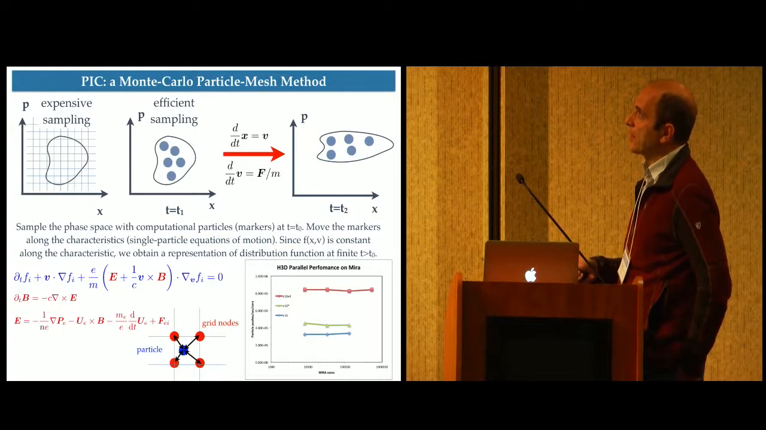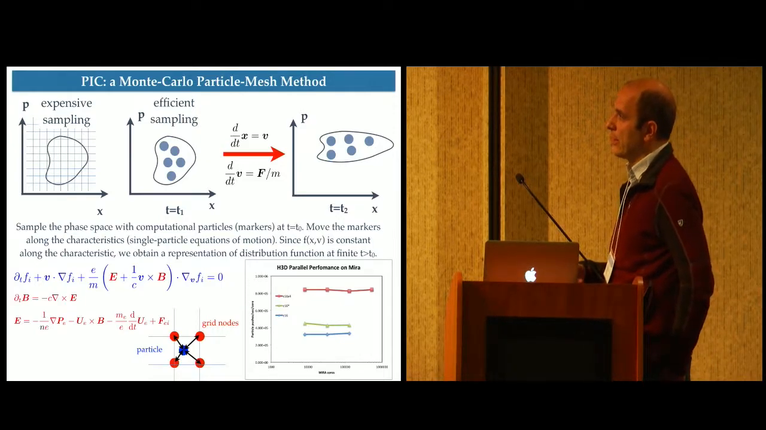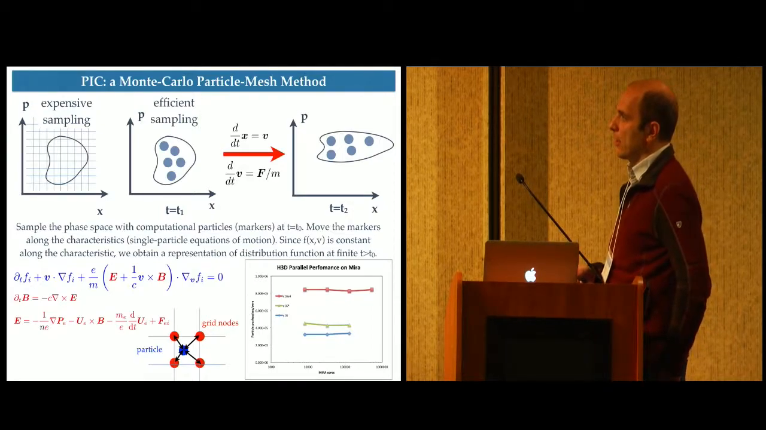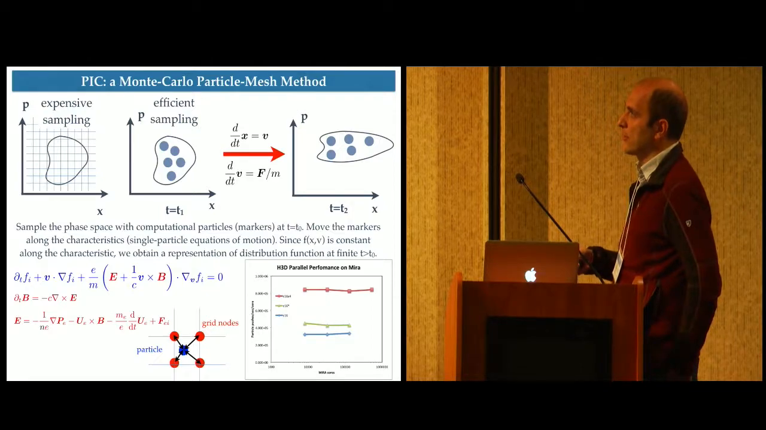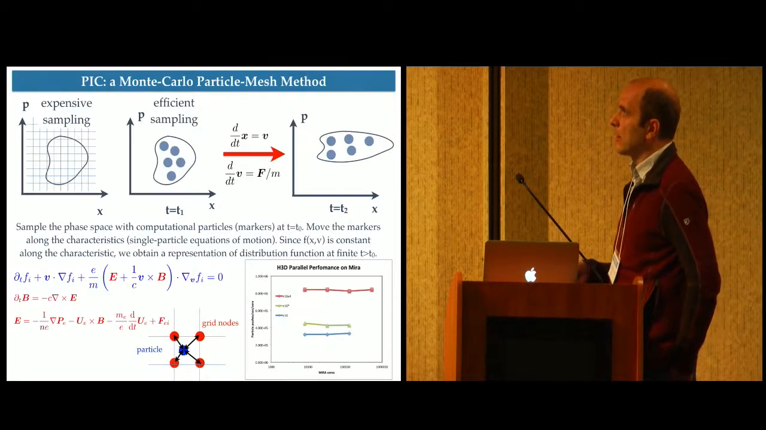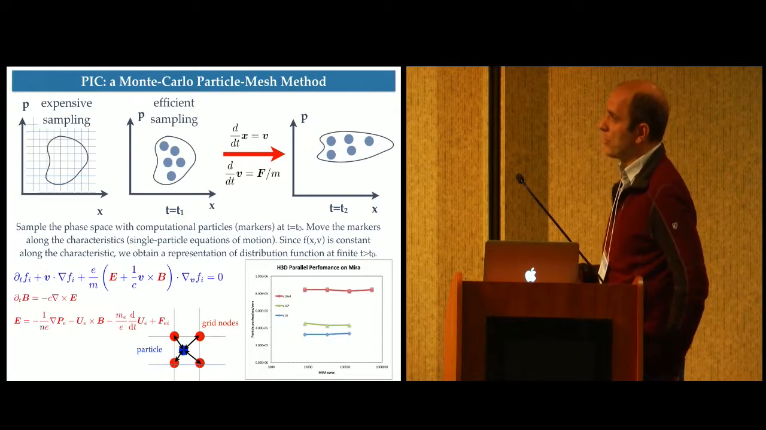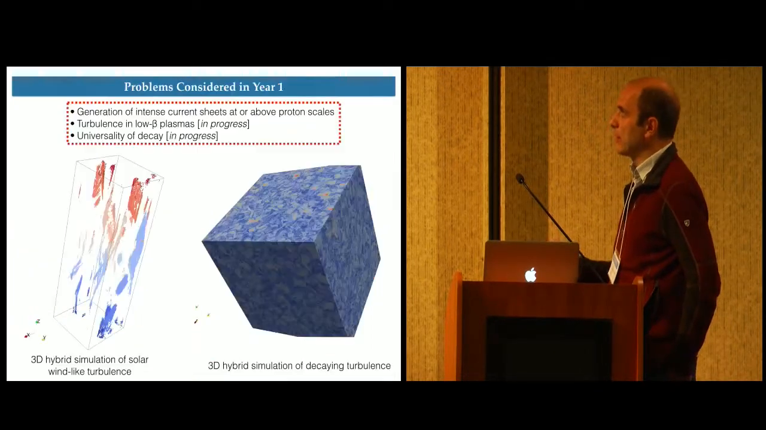We're using a particle-in-cell method. It's a Monte Carlo type technique, a particle mesh method, where the plasma is described by a collection of Lagrangian markers that sample a distribution function and are moved along the characteristics of this equation. The electromagnetic field lives on the grid, and there is an interpolation between the field and the particles to collect charges from the particles and to interpolate forces from the grid. So it's a well-known old technique.